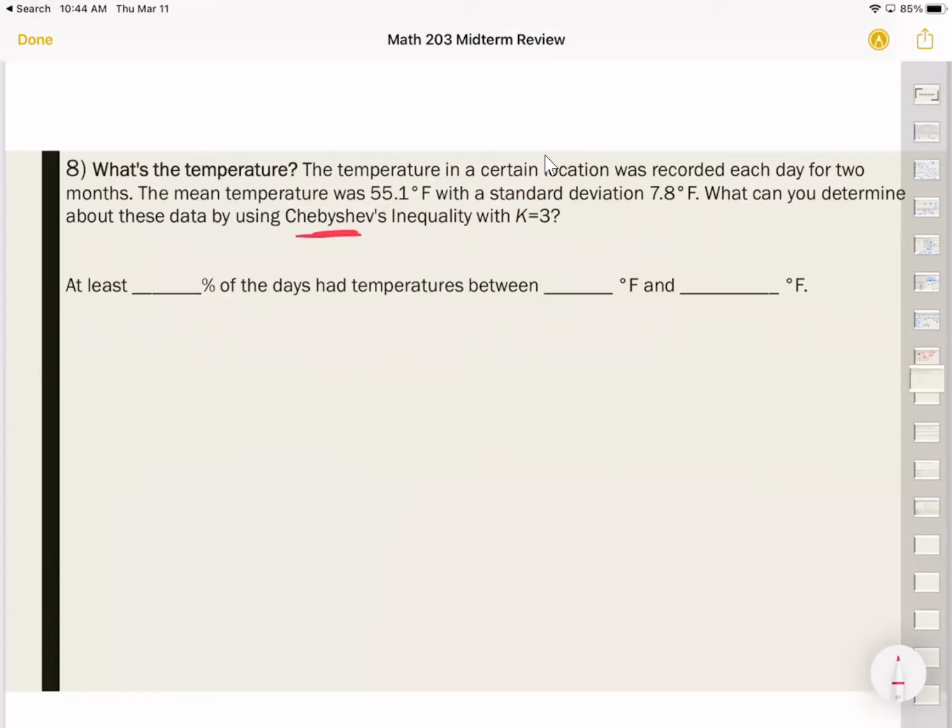Reminder, for the Chebyshev inequality you only have two percentages: 75% when K is equal to 2, and if K is equal to 3, then it's 88.9%.